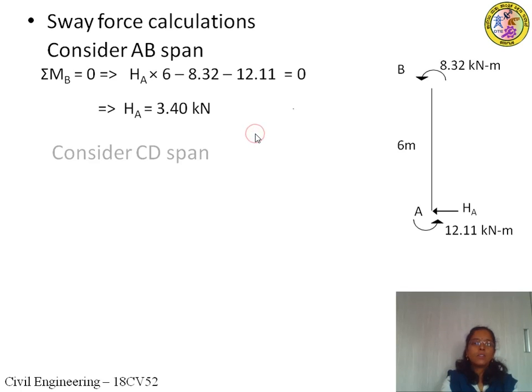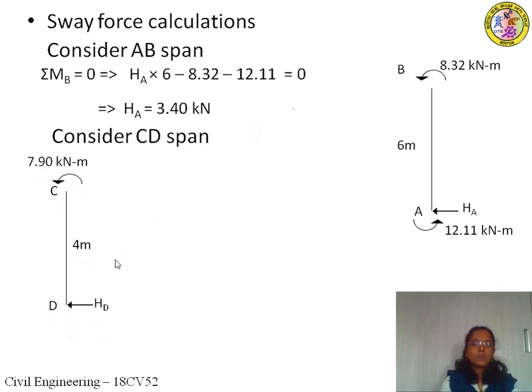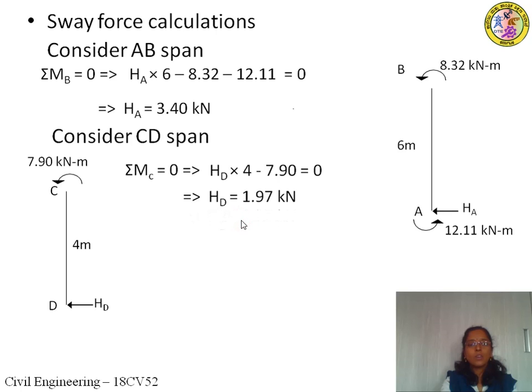Next we will consider the vertical member CD. Let this be the direction of HD, and the moment at D is 0 and the moment at C is minus 7.9. Now let us take moment about C and equate it to 0, which implies HD into 4 minus 7.9 equals 0. That gives an HD value of 1.97.